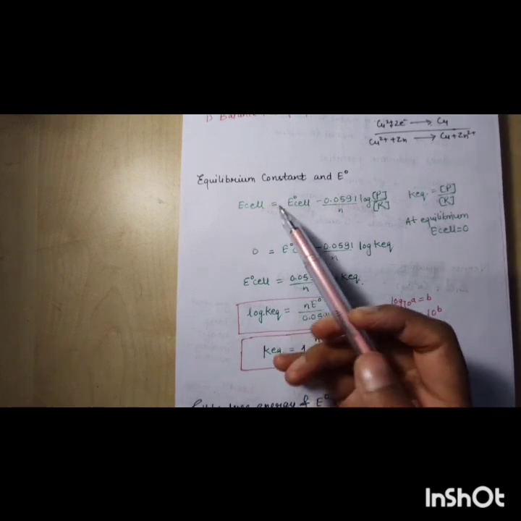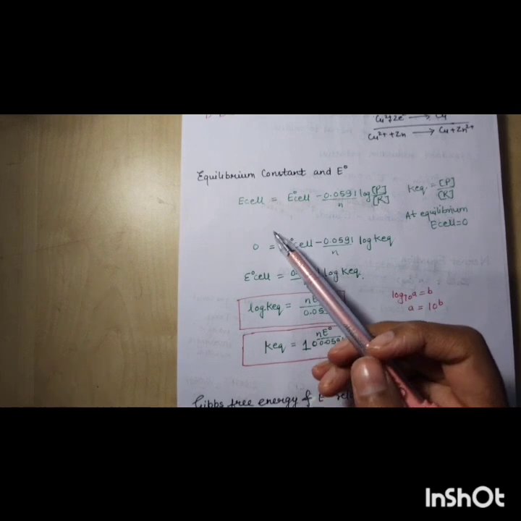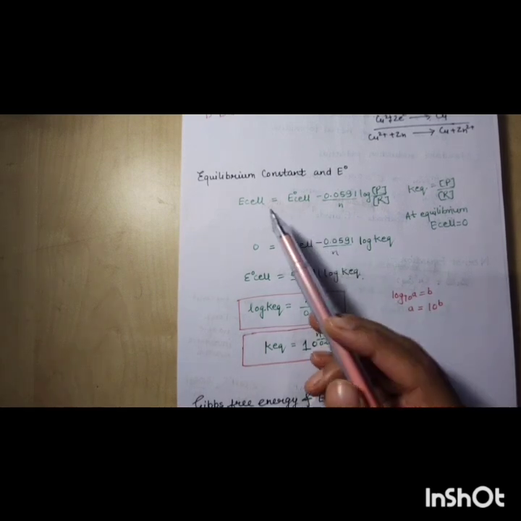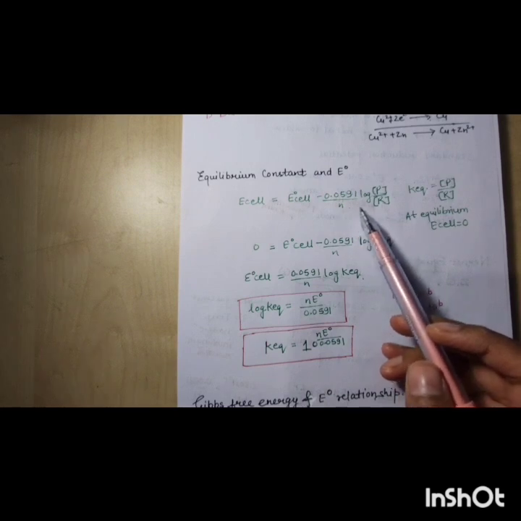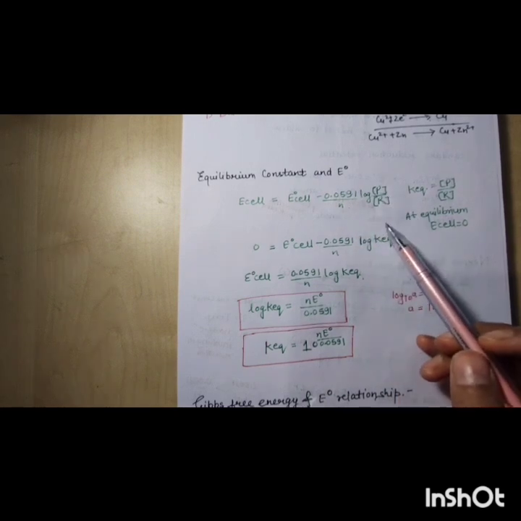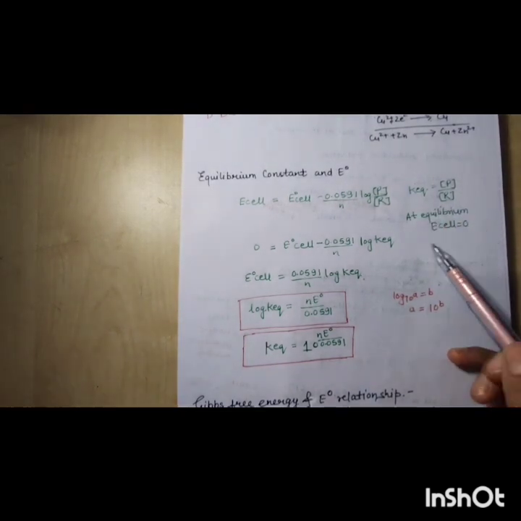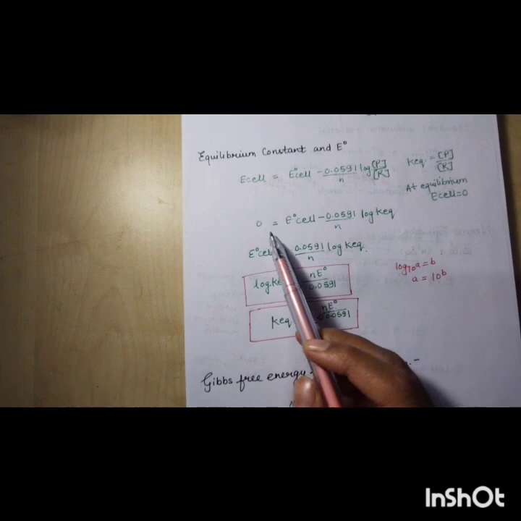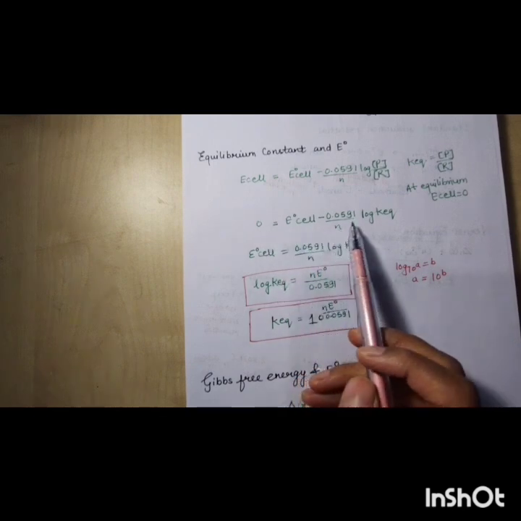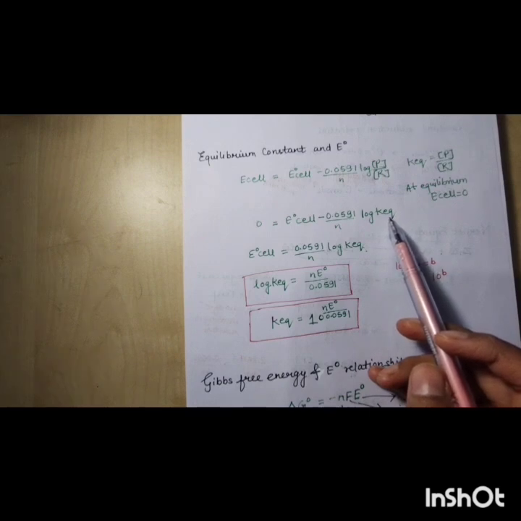So the next topic is the equilibrium constant from E naught. So what is the equilibrium constant? E cell is equal to E naught cell minus 0.0591 upon N log product by reactant. So at equilibrium, product by reactant is the equilibrium constant, and at equilibrium E cell is equal to 0. Then the equation becomes 0 is equal to E naught cell minus 0.0591 upon N log K equilibrium.